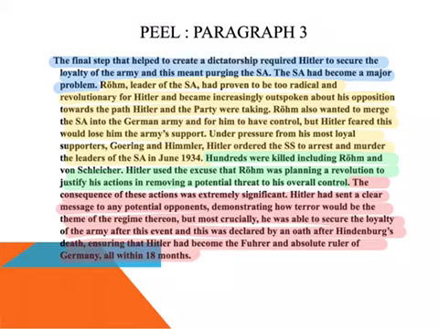The consequence of these actions was extremely significant. Hitler had sent a clear message to any potential opponents, demonstrating how terror would be the theme of the regime thereon. But most crucially, he was able to secure the loyalty of the army after this event, and this was declared by an oath after Hindenburg's death, ensuring that Hitler had become the Führer and absolute ruler of Germany, all within 18 months. Here then you can see the section in red links back clearly to how Hitler managed to create a dictatorship.